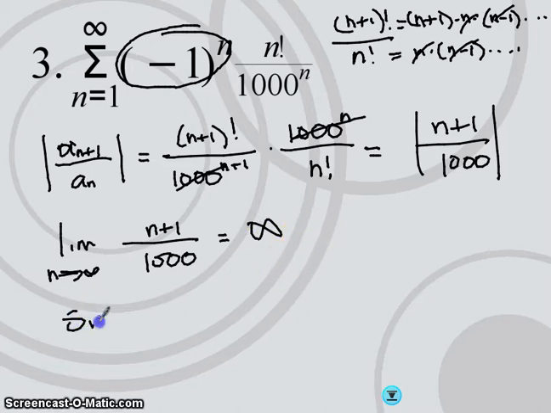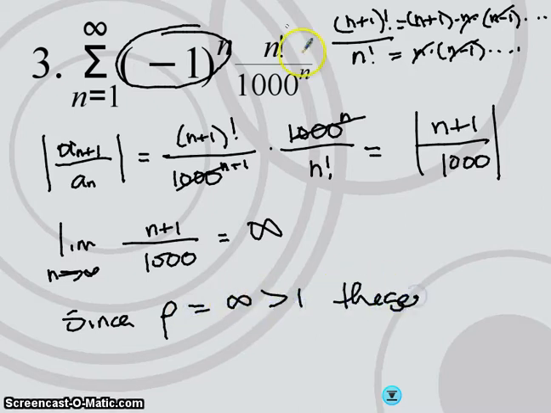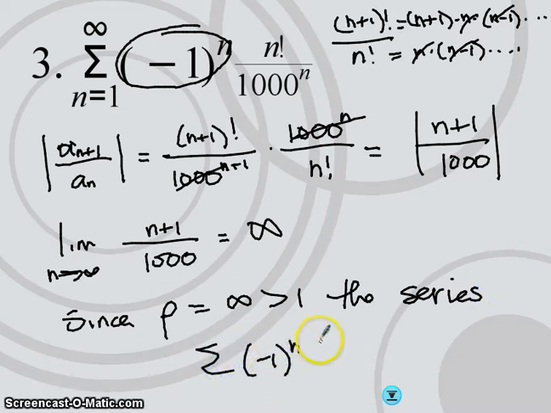So since the limit is equal to infinity, which is greater than 1, the series, the summation, diverges. Great. So there you have it. That is the ratio test.